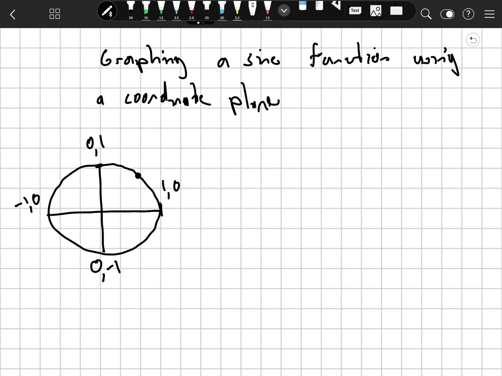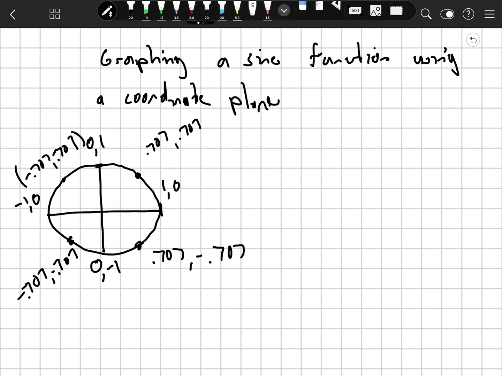We've got the makings of a unit circle here, and I'm going to take the time to put in these 45-degree intervals. So 0.707, comma 0.707, negative 0.707, comma 0.707, and negative 0.707, comma negative 0.707, and finally 0.707, comma negative 0.707. So there you have it.